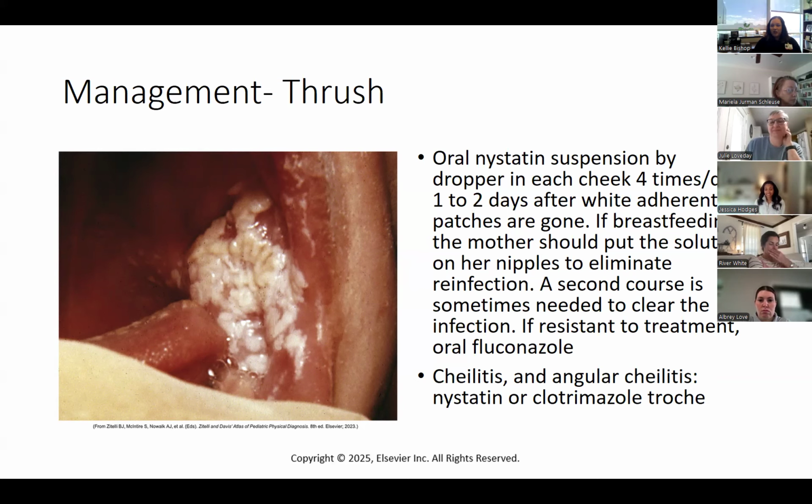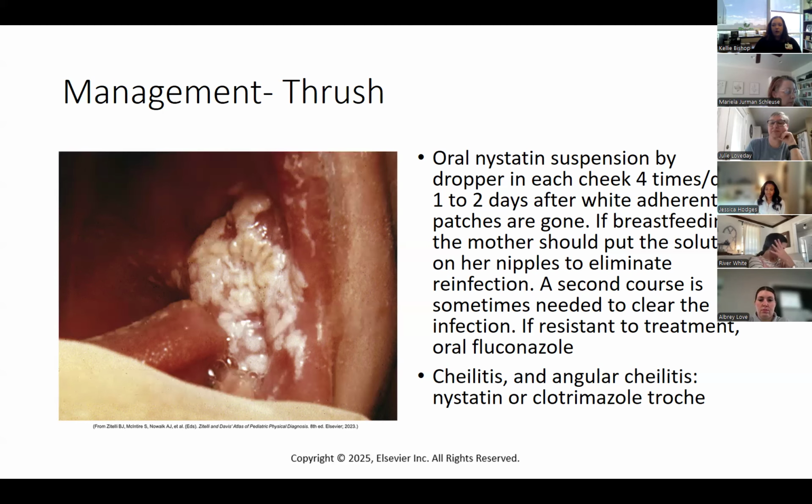Oral nystatin suspension is what we use for thrush. They do it 4 times a day, and then you want to go a couple days after the white patches are gone. So they're going to put it in the mouth, coat the surfaces of the mouth that are affected, 4 times a day until it's gone, and then an additional couple days. If they're breastfeeding, the mother should also put it on the nipples to eliminate reinfection. And then a second course is sometimes needed, especially if they're breastfeeding. They tend to pass it back and forth a couple times.